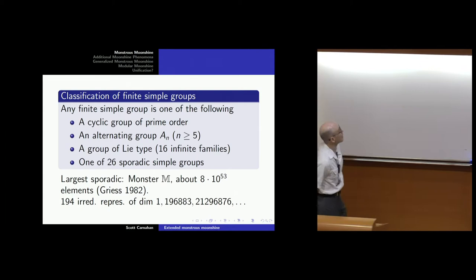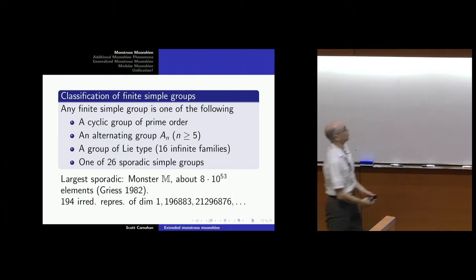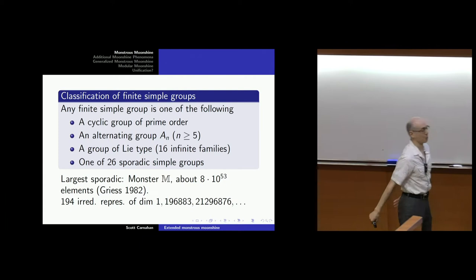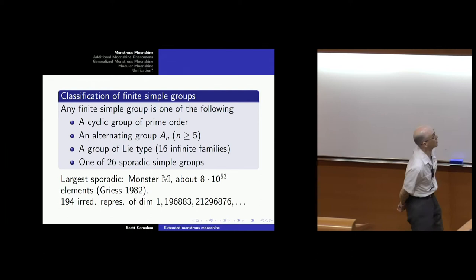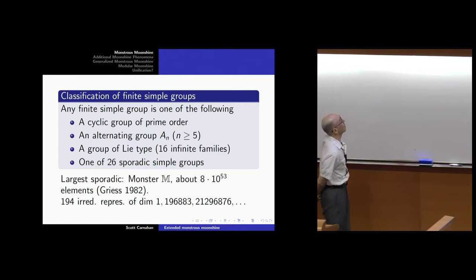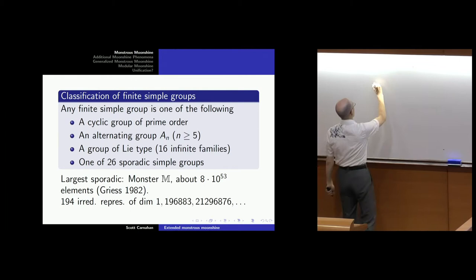Now, this group looks large, but in fact, it's not that large. If you took, say, a standard deck of 52 playing cards, then its group of permutations is significantly larger than the monster. But it's something that you can work with explicitly. If somebody were to give you two permutations, you could sit down and multiply them pretty quickly. The special thing about the monster is that it has no small representations.